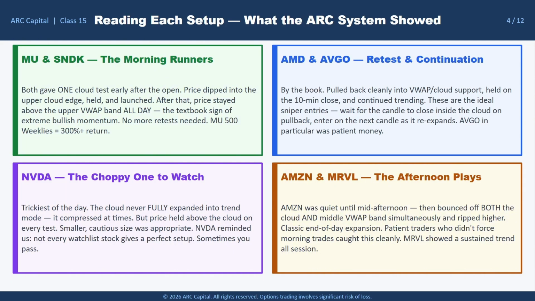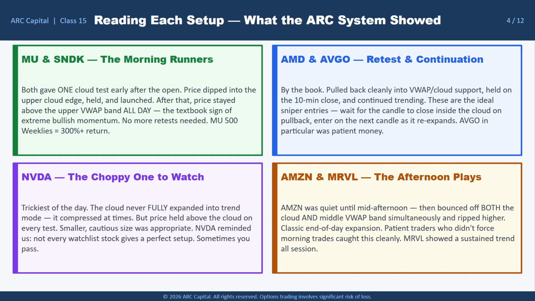So, reading each setup, what the ARC system showed. For MU and SNDK, the morning runners both gave one cloud test early after the open. Price dipped into the upper cloud edge, held, and launched. Right? You guys know that we picked those up first at around a $270 premium.